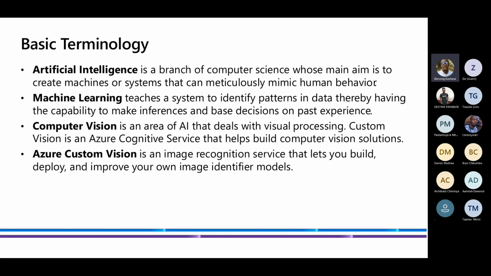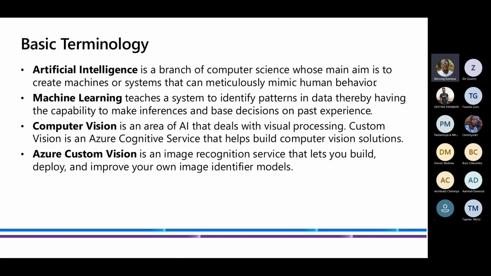The first one, I already said: artificial intelligence is a branch of computer science whose main aim is to create machines or systems that can meticulously mimic human behavior. Machine learning is a subset of artificial intelligence that teaches a system to identify patterns in data, thereby having the capability to make inferences and base decisions on past experience. Like I mentioned before, AI involves computers trying to make uninformed decisions, just as humans do, by making inferences on the data that is initially fed to it.